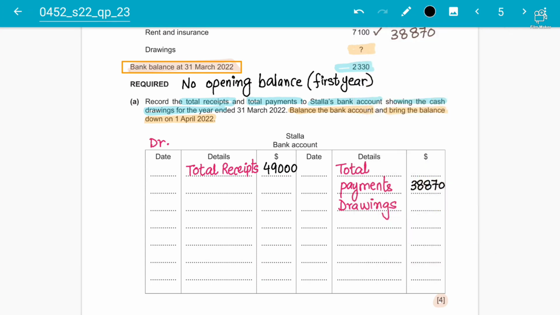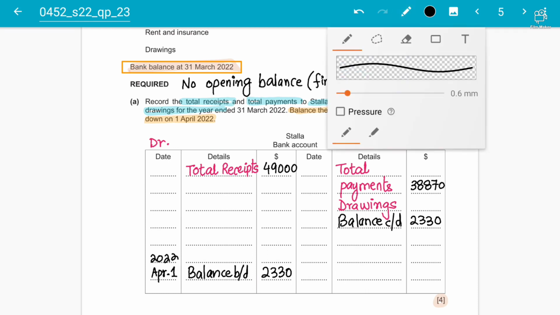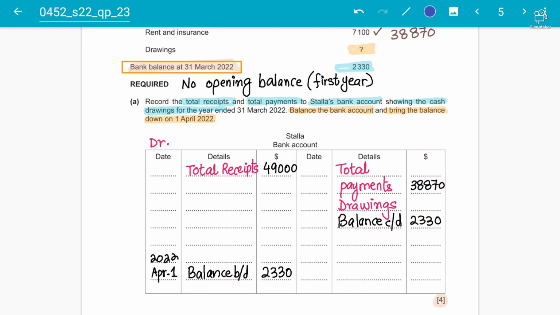Okay, so here we go, you are going to say that sir, balance carried down will be coming here, that is 2,330. In order to get this at the end, make sure there is marks for this. So on 1st April 2022, you are going to bring the balance brought down here as 2,330 as opening. So here we go, everything is done here students. You can tally and get the balancing figure. So this is the balancing figure, 49,000 on both sides. Whatever the missing amount is basically for the drawings. So here we go, 49,000 here, 49,000 here.